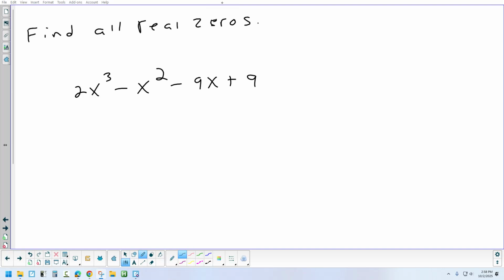All right, so the first question we're going to look at gives us a polynomial, and they want us to find all real zeros. Because it's a cubic, we can't jump right to the quadratic formula. We have to first take the cubic down to a quadratic, and we do that by finding a root.